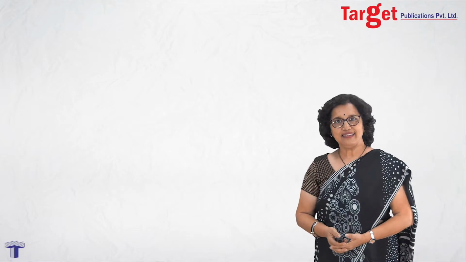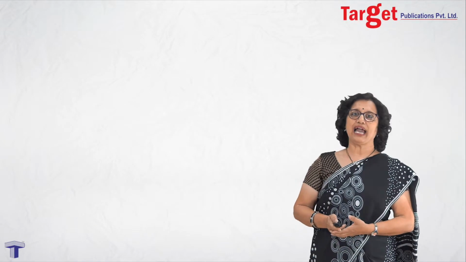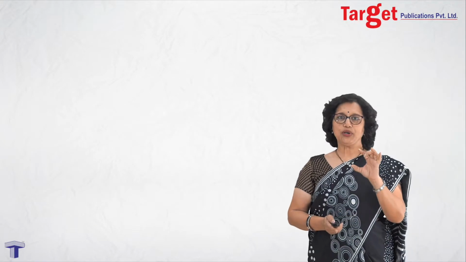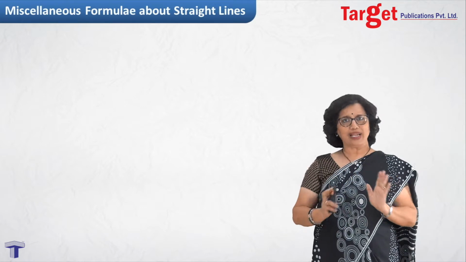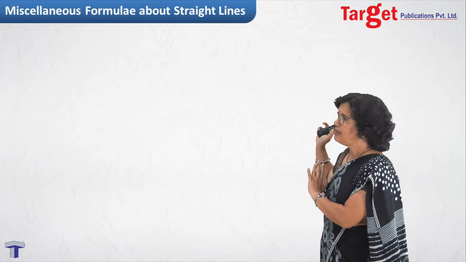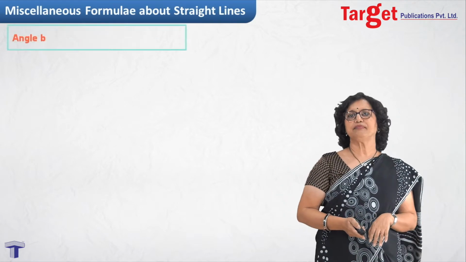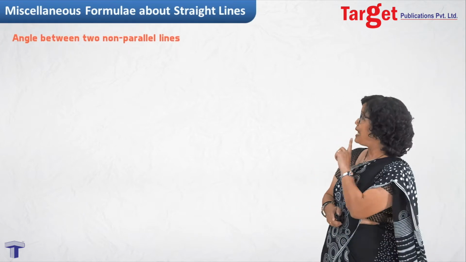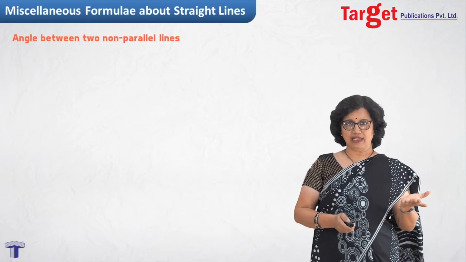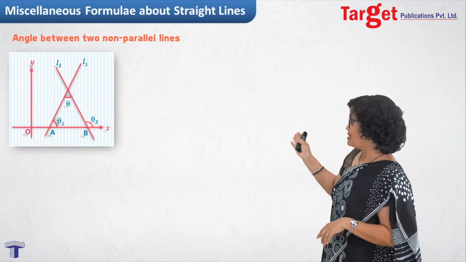Hello everyone. In this session, we will be covering short topics, but they are related to straight lines and very important ones also. So they all come under miscellaneous formulae about straight lines. First thing is angle between two lines. And I am taking those two lines to be obviously non-parallel ones. So the picture would look something like this.